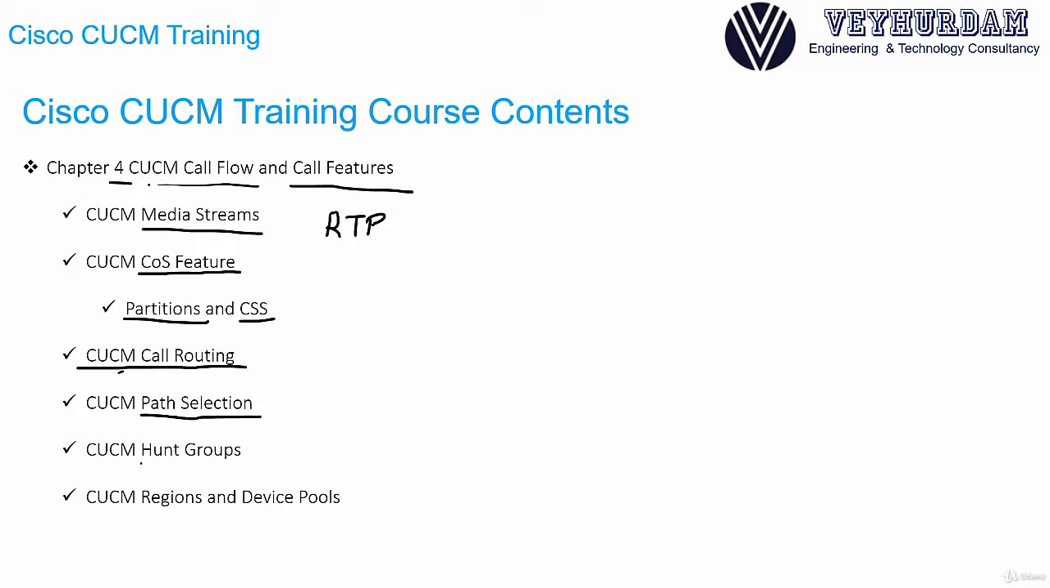And we will understand CUCM hunt groups. What is a hunt pilot? What is a hunt list? And how we can define a line group, and how we can define the algorithm for the line group so that the phones in the line group will be selected according to the distribution algorithm.